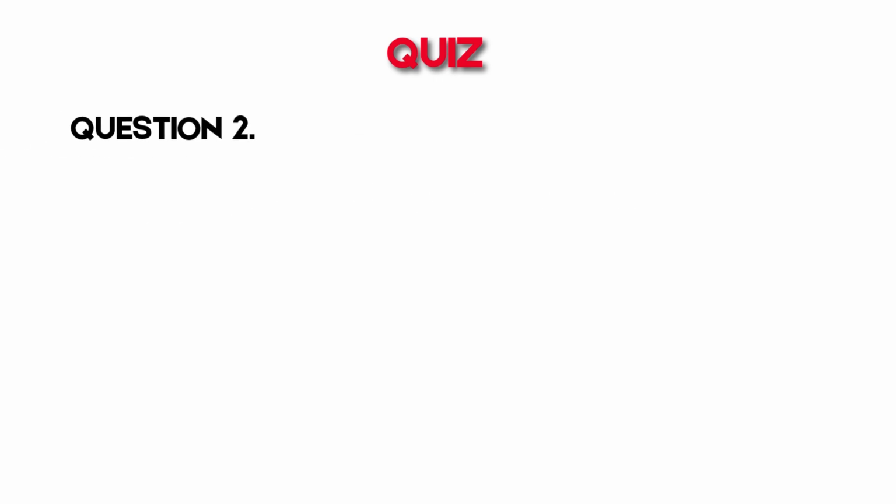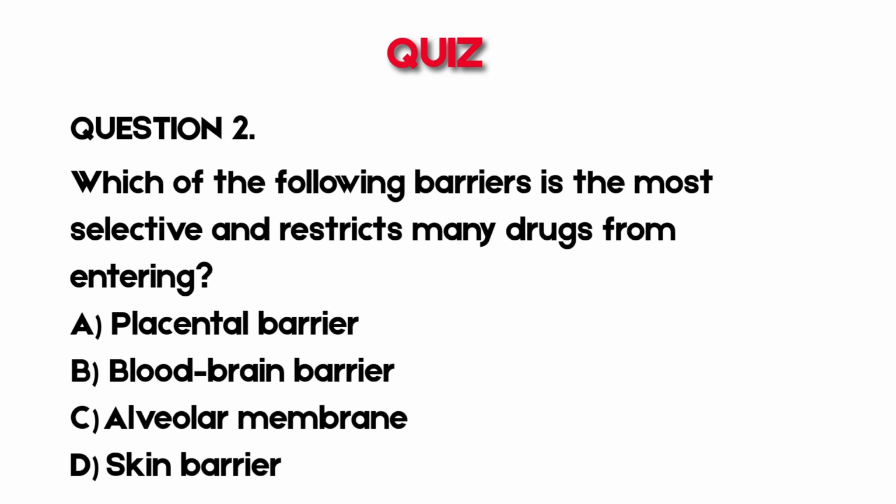Question 2. Which of the following barriers is the most selective and restricts many drugs from entering? A. Placental barrier. B. Blood-brain barrier. C. Alveolar membrane. D. Skin barrier.